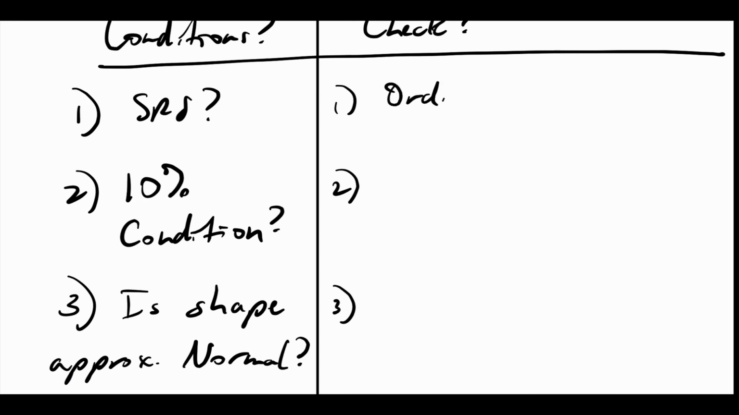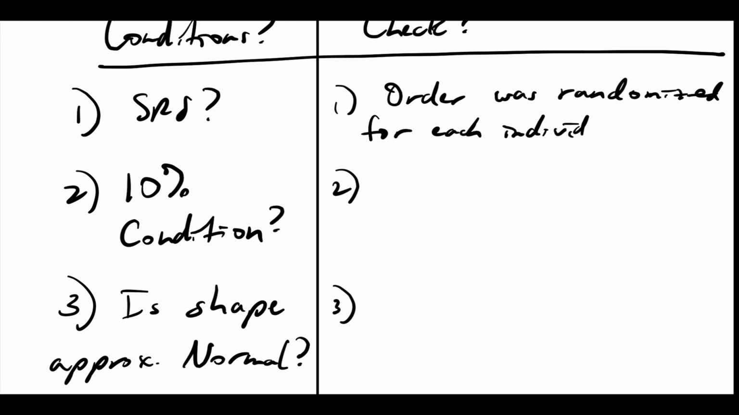Order was randomized for each individual. So I didn't just get 10 random people. They volunteered. Okay, so n is less than or equal to 10% of big N.